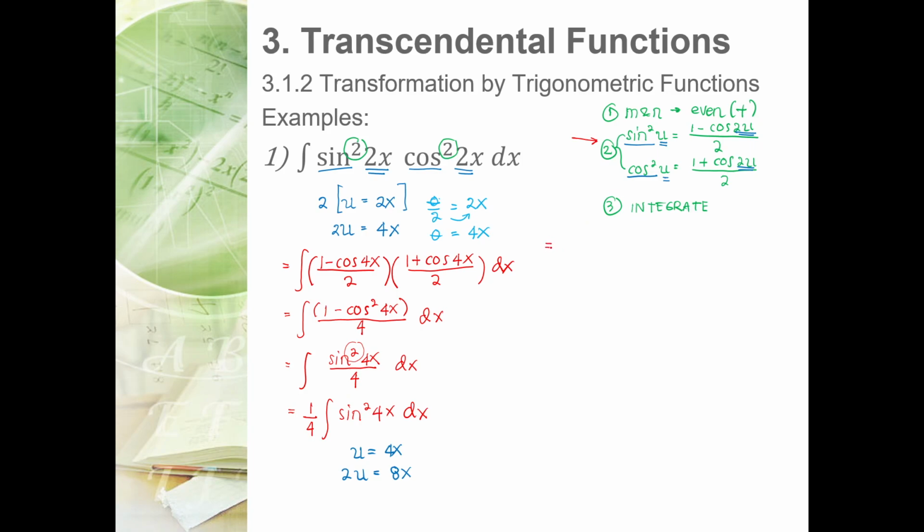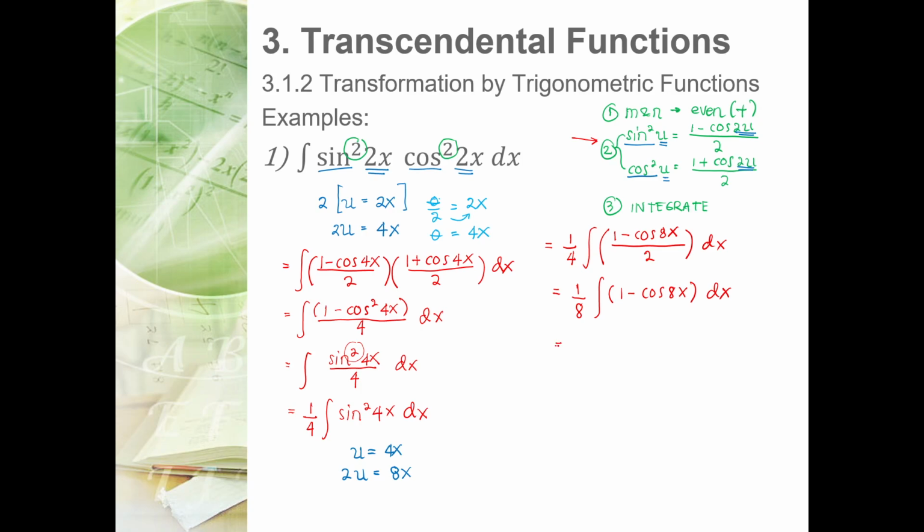Okay, so next, it should be 1/4, so 1/4. Then we have 1. Since it's sine, it's 1 minus cosine 8x all over 2 dx. So factoring out 1/2, 1/4 times 1/2 is 1 over 8, integral of 1 minus cosine 8x dx.